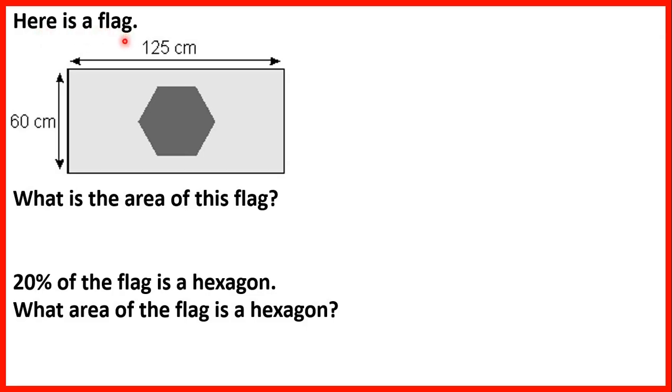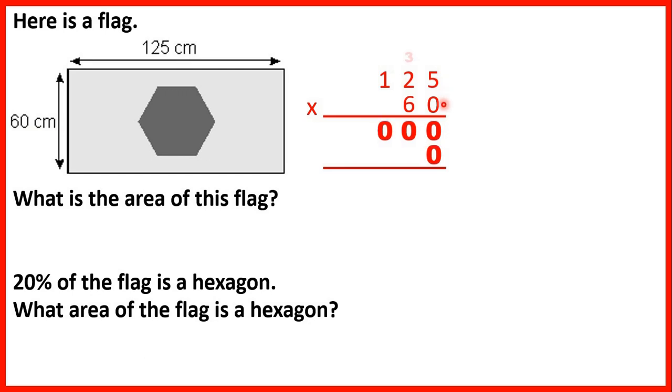Here is a flag. What is the area of this flag? So the area is how much space a shape takes up. And we have a rectangular flag, and we find the area of a rectangle by multiplying the length by the width. So we need to work out 125 times 60. That's 7,500. So the area of the flag is 7,500 centimetres squared.